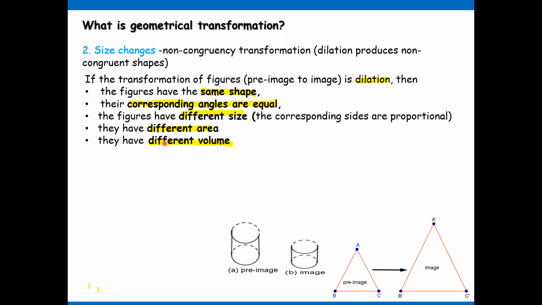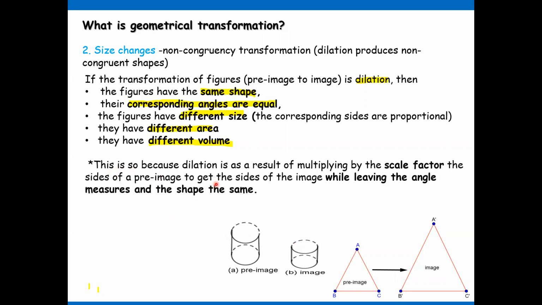Then we talk of different volume, right? Of these cylinders, if you are to fill this cylinder in A with water, the water that is going to get inside is different from the water that you are going to put in the cylinder in B, right? That is dilation for you. We are having different volume, different area, different size, but same shape, corresponding angles are equal. But why?